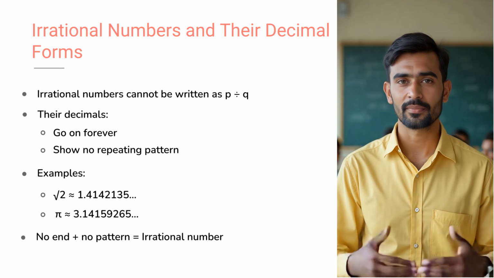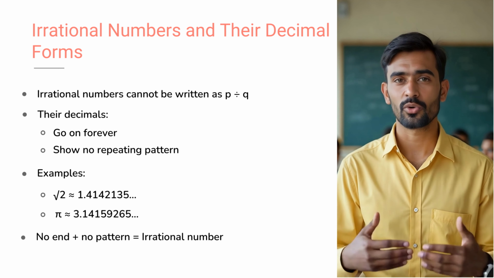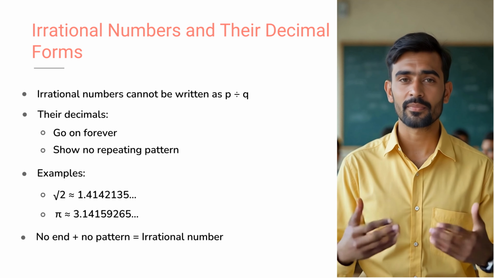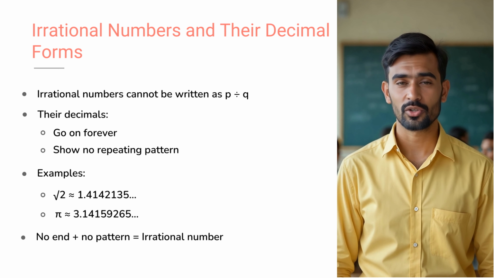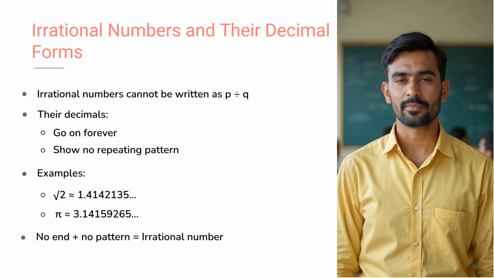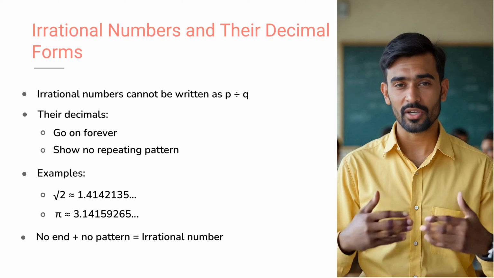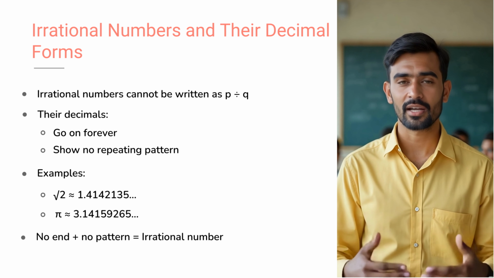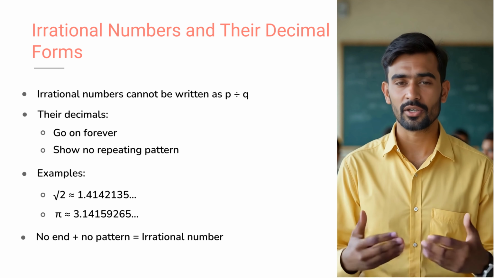Now let's switch gears to irrational numbers, the ones that can't be written as p divided by q. Their decimals? Totally unpredictable. They go on forever, but with no repeating pattern at all. Take the square root of 2. It's about 1.414 and just keeps going with no pattern.